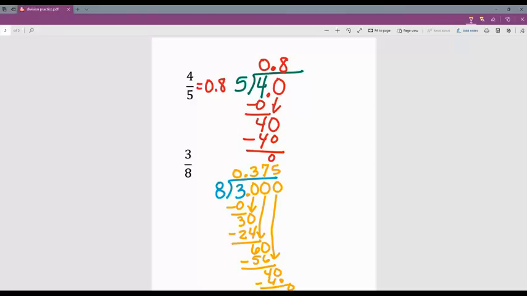So 3/8, or 3 divided by 8, is going to give us 375 thousandths. So that's how you divide whenever you have to keep the division alive. You add that decimal and that 0.